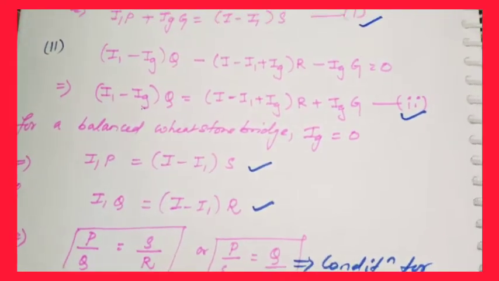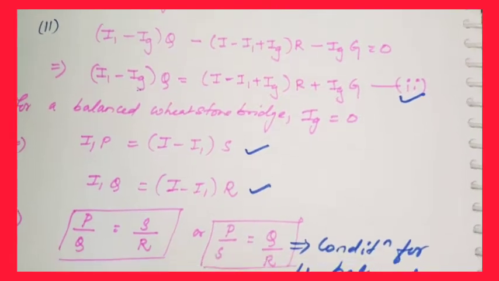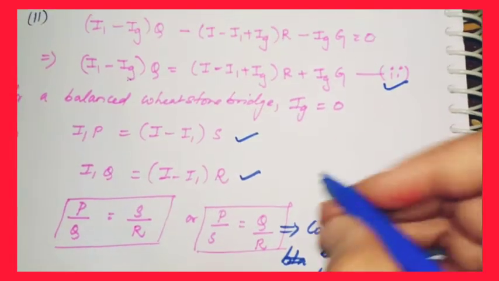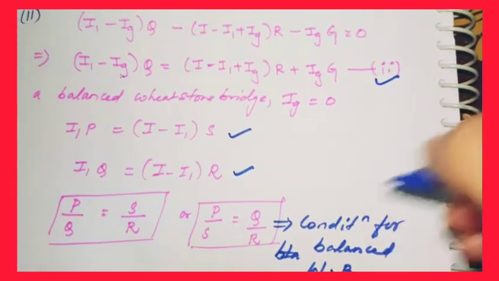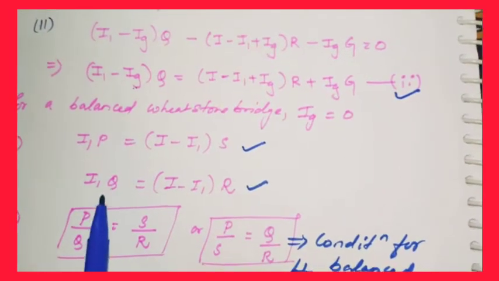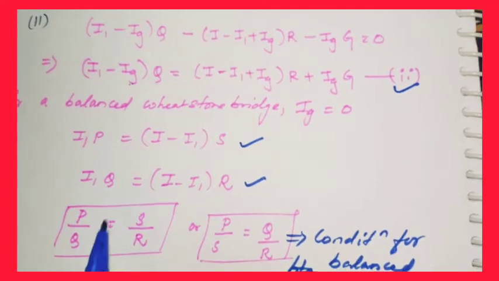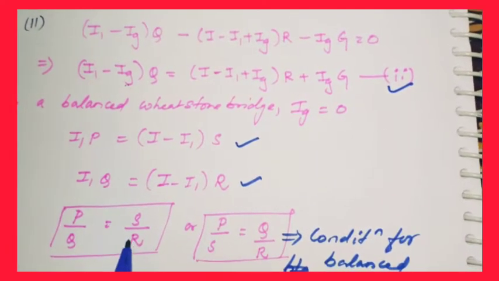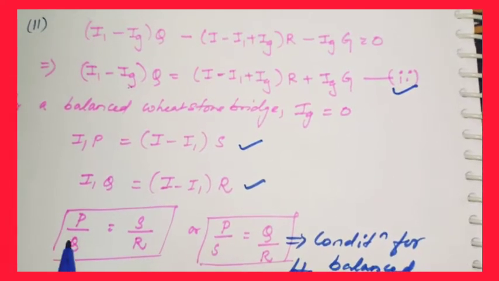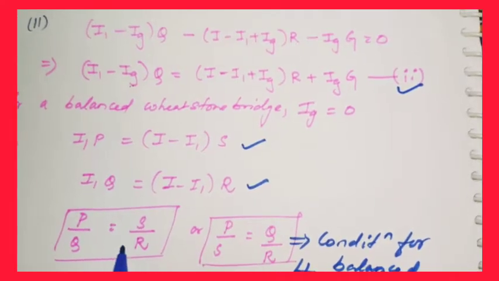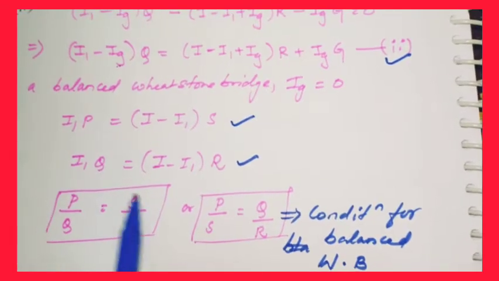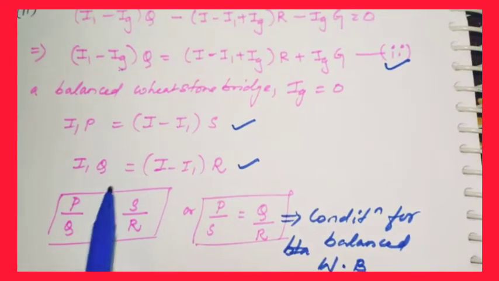Dividing both the equations, I get P by Q equals S by R, or P by S equals Q by R. So students, this is nothing but the condition for a balanced Wheatstone bridge. So if any one resistance is not known to us, by using this condition P by Q equals S by R, we can easily find the unknown resistance. As I told earlier, R is the unknown resistance and all other three resistances are known to us, so we can easily find the unknown resistance R by using the condition of the balanced Wheatstone bridge, which is P by Q equals S by R.